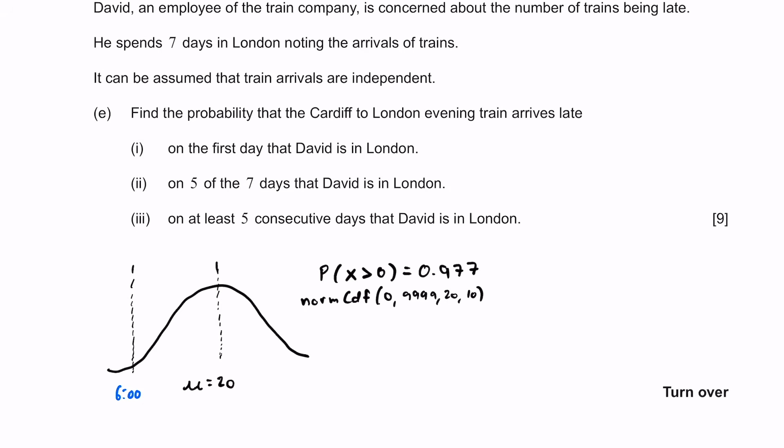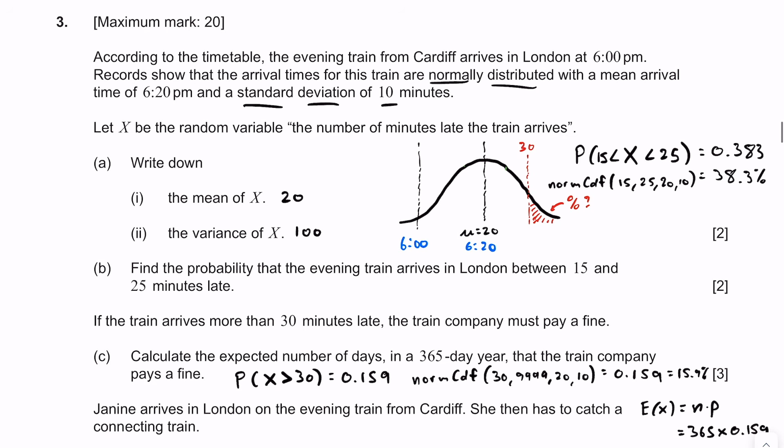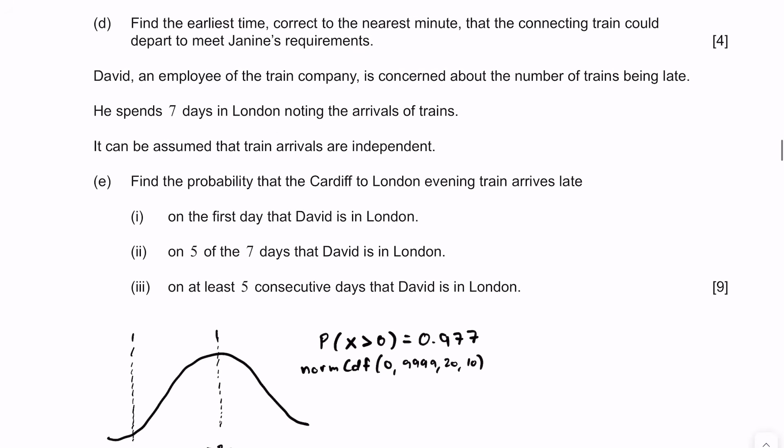So we want to find the probability that the Cardiff to London evening train arrives late on 5 of the 7 days that David is in London. Okay, so oftentimes the IB AISL papers will bunch, or not bunch, but you will see these two concepts, especially on a paper 2 side by side. That is to say, probability concepts of normal distribution, inverse normal, and then binomial. So how do we know that this is binomial? We have a set number of trials, 7 days. The trials themselves are independent. They don't influence each other. And then we have a finite number of what we call successes.